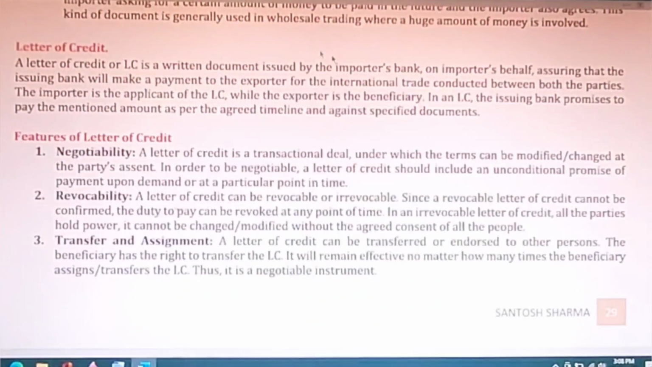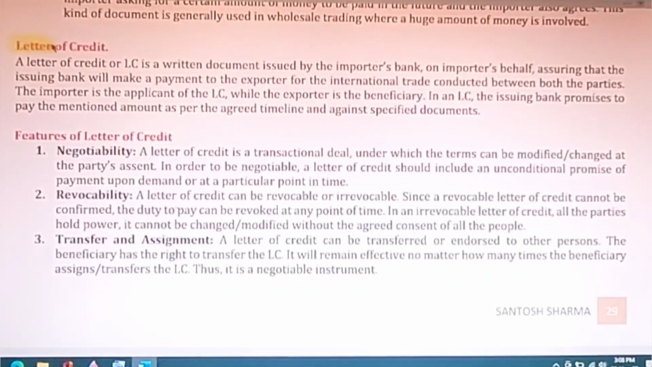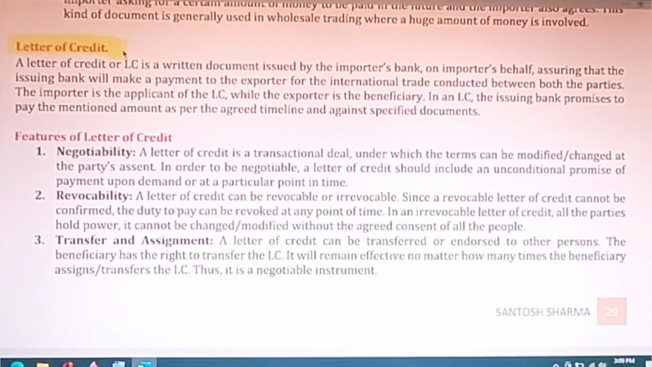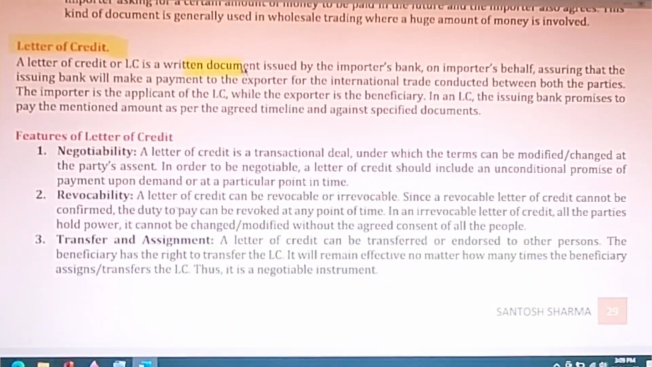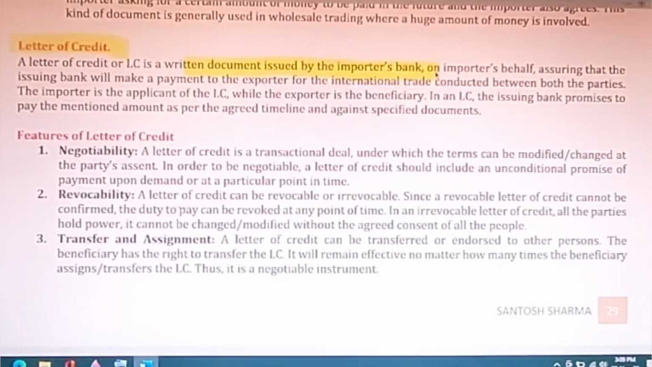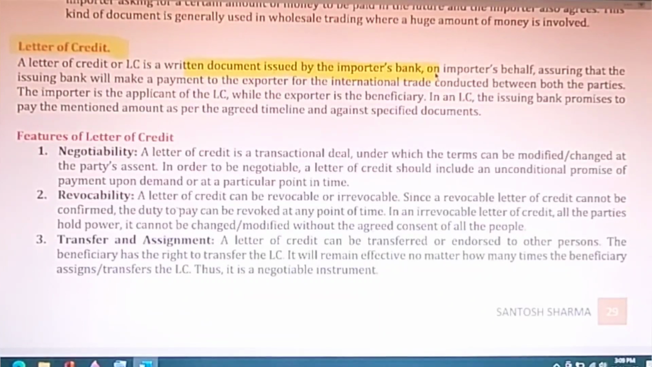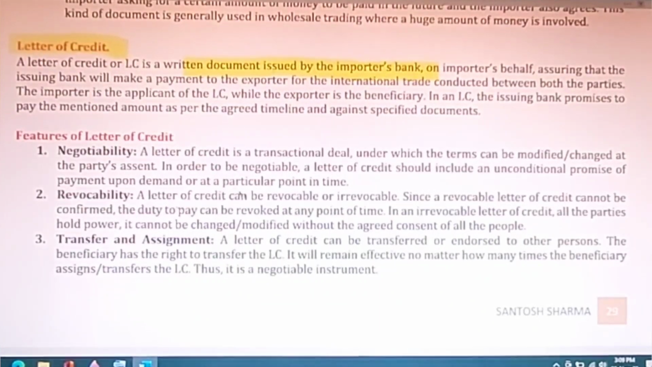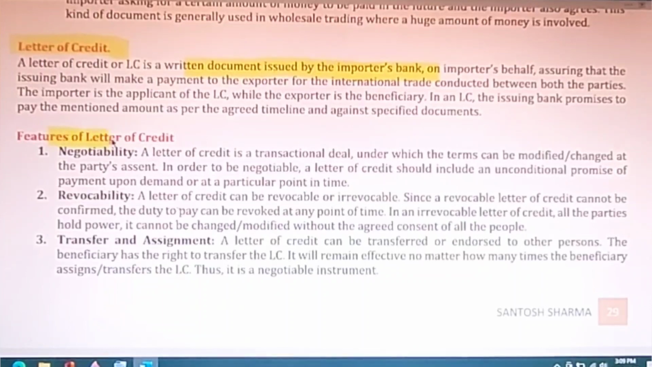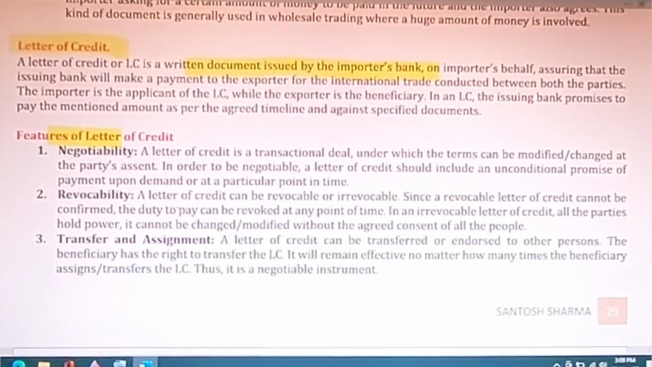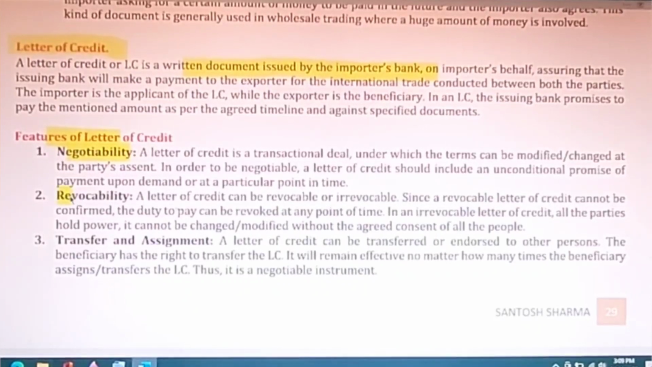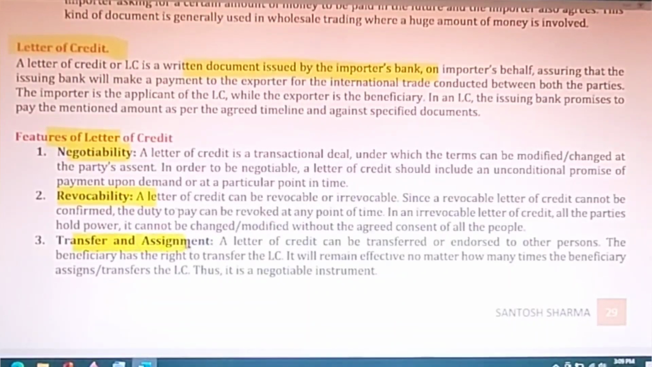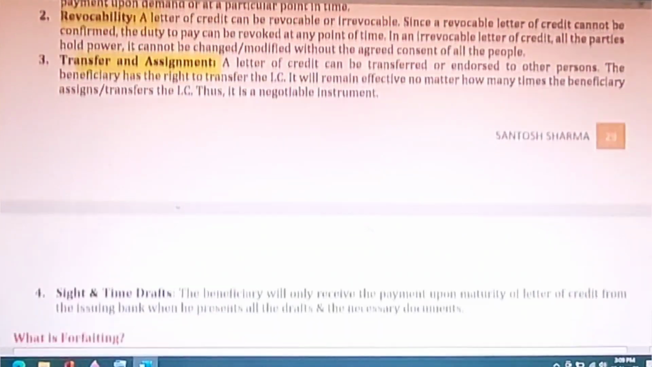And the next one is LOC, one of the most important documents in international trade. It is a written document issued by the importer's bank, giving the guarantee to the exporter that in case the importer doesn't make the payment, it will pay for them. Then there are some features of this, like, it is a negotiable instrument, can be transferred, and revocability is there. Then transfer and assignments can be done as it is a negotiable instrument.